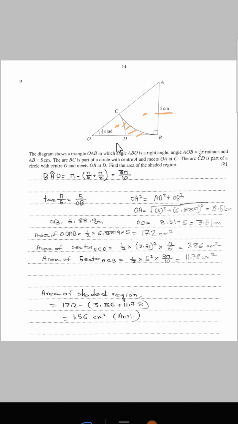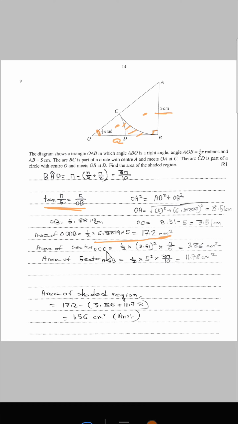So for the base, we know this angle and we know the opposite side, and since this is a right angle triangle, tan theta is equal to opposite by adjacent. By equating this, we find the adjacent side OB as 6.8819. Now since we know the opposite and the adjacent side, we can find the area of the triangle easily, that is 17.2 centimeter square.